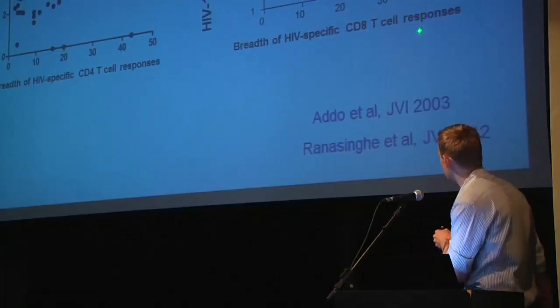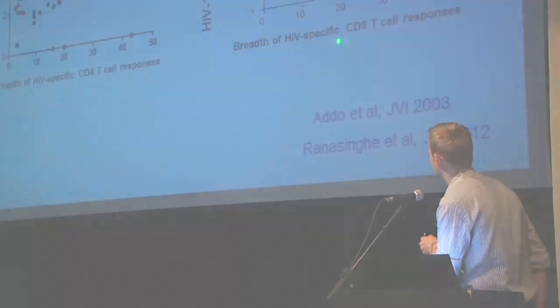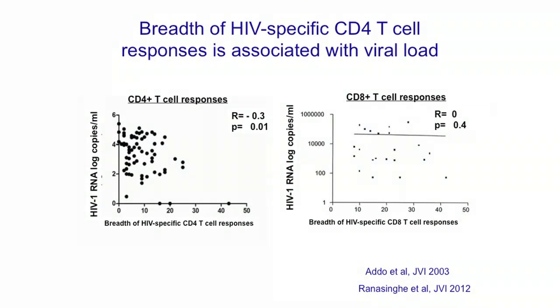Now that was actually really surprising for me because I'm coming from the CD8 T cell field, and about 10 years ago a similar study was done for CD8 T cells, also looking at the breadth of the HIV-specific CD8 T cell responses and viral load, and there was really no association between the number of CD8 T cell responses and viral load. But for CD4 responses, we see a modest association of lower viral load with more CD4 T cell responses.